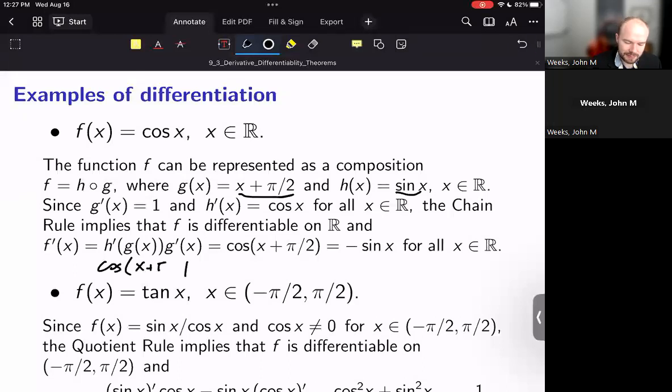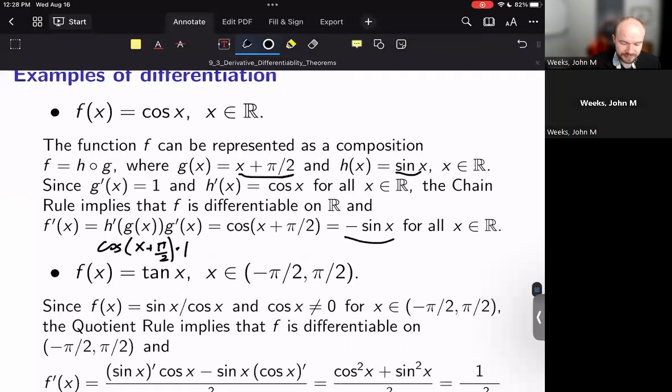So this is x plus pi over 2 in there for cosine. Well, if you shift cosine over by pi over 2, you're going to be switching over from sine and cosine depending on which direction you're moving in. Here we're moving to the left, so this is going to give us negative sine for that function.